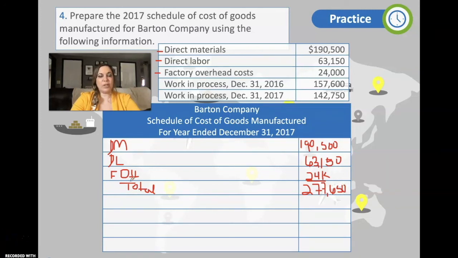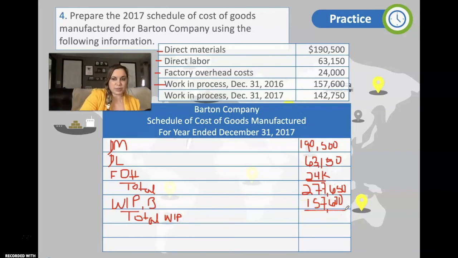Next, we will add our work in process from the beginning of the year. WIP, put a little B for beginning. That's the 157,600. We're actually going to add this number to our total product costs to get the total cost of work in process. When you add those 2 numbers together, you should get 435,250.